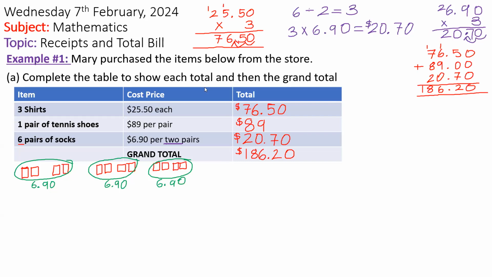The grand total, you add $76.50 plus $89 plus $20.70, which gives you $186.20. Very good. So you add them all up, and then you get $186.20. Thus far, let me know if you understand, please, by responding. Do you understand? Let me know. Yes, sir. Okay, good. Only 5 persons understand.